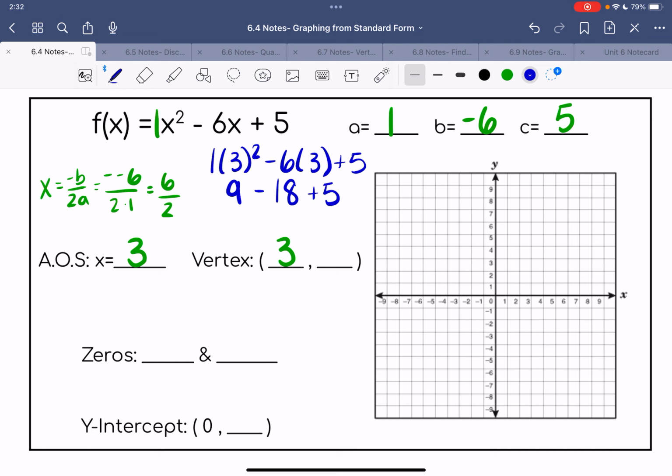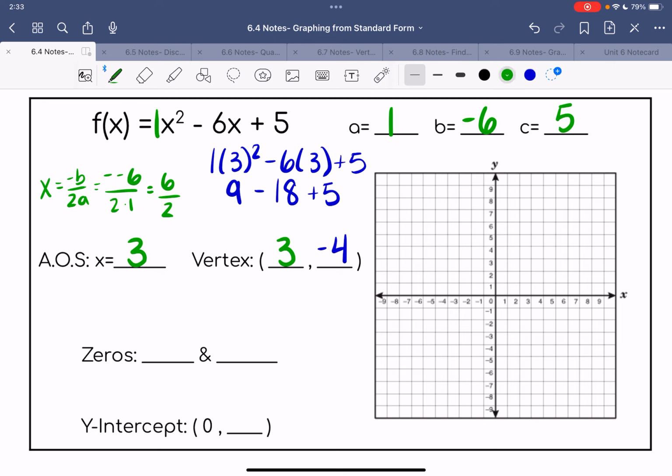9 minus 18 is negative 9. Negative 9 plus 5 is negative 4. So that gives me an axis of symmetry at 3 and a vertex at (3, negative 4). And we're going to go ahead and graph both those things.